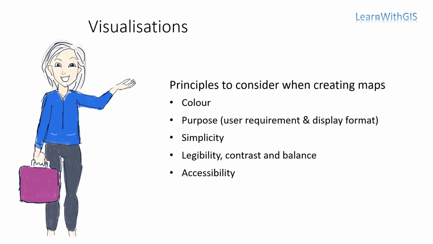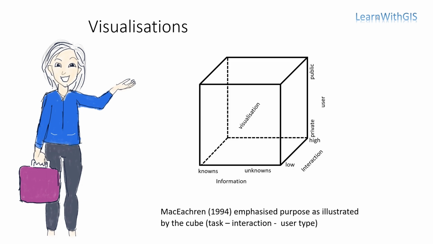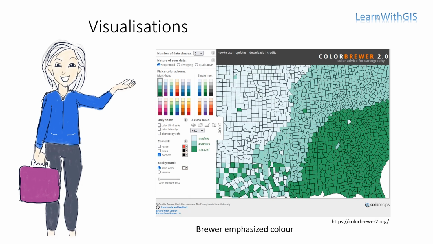There are many principles to consider when conveying information on a map. These include color, purpose, legibility, accessibility and simplicity. McCachran emphasized purpose, among other elements, as illustrated by this cube, where task, interaction, and user type are taken into consideration. This provides a good starting point. Brewer considered color. Much of this has now been incorporated into the color palettes in R and ArcGIS Pro.